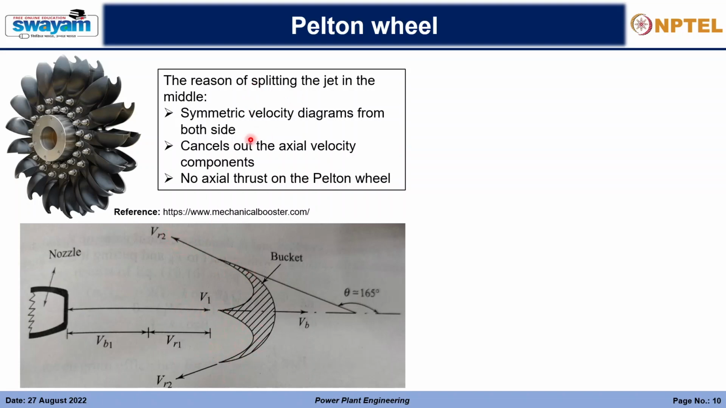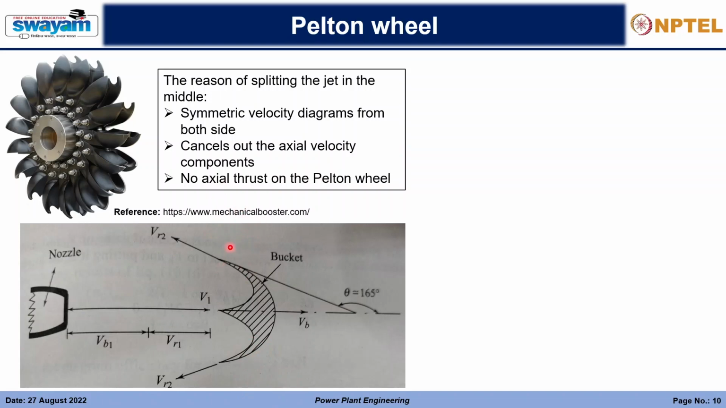By that, what happens is that we get a symmetric velocity diagram from both sides, so the velocity coming in and the velocity going out, both velocity diagrams will be the same. And it will cancel out the axial velocity. Axial velocity meaning the velocity of the jet in this upward direction, and again in the bottom direction. Both will be equal and opposite, so it will cancel out the axial velocity components.